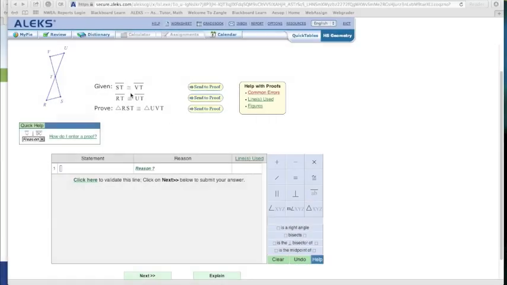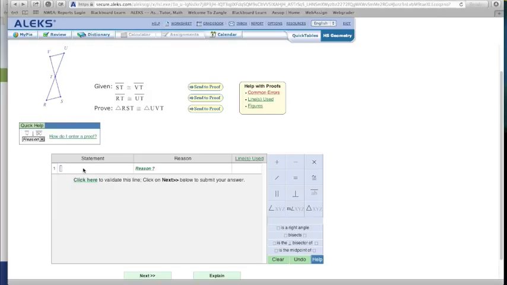In this proof, we have two triangles, RST and UVT. And the only thing that they share is point T. But they do set up a situation where we have vertical angles, and we're going to use that as the focal point of this proof.